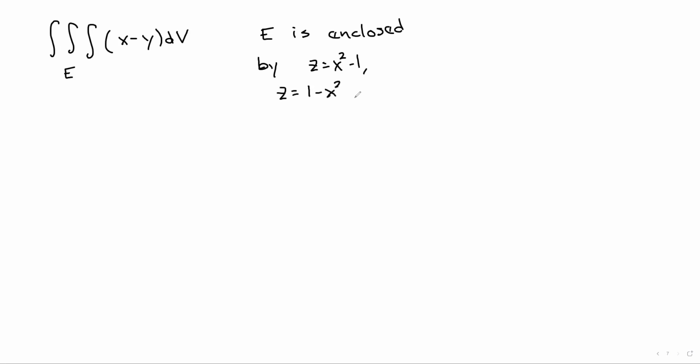Again, we've got our region, x minus y dV, where E is enclosed by z equals x squared minus 1, z equals 1 minus x squared, y equals 0, y equals 2.